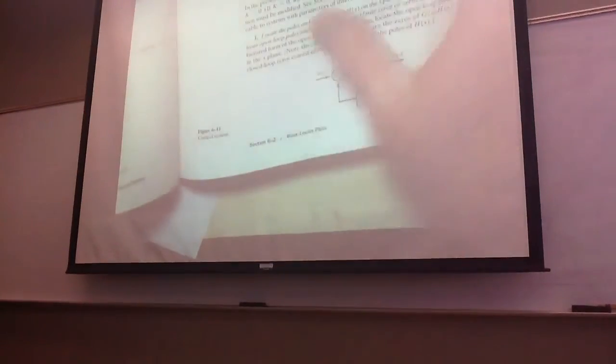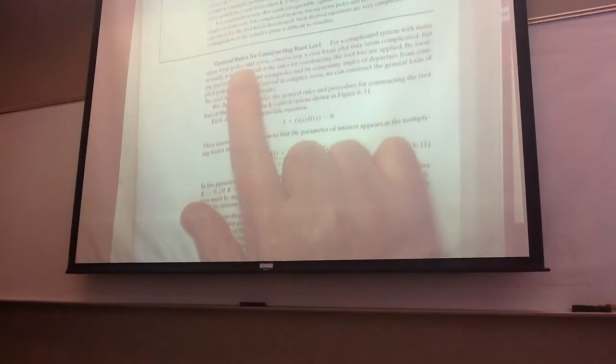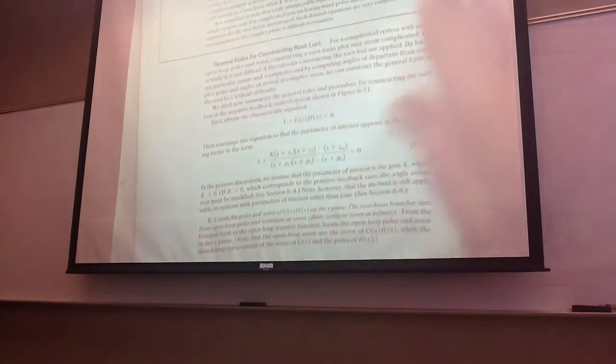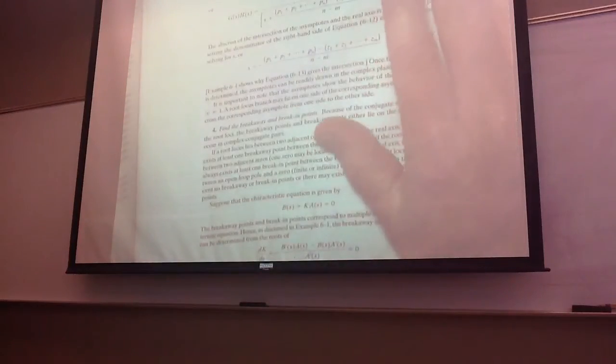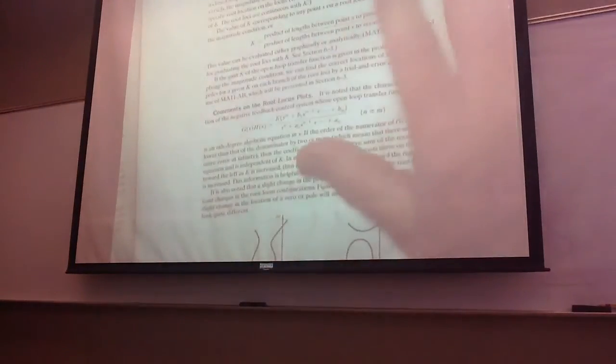Well, here's general rules for constructing the root locus plots. This is on page 283. Locate the poles and zeros. Determine the root locus.